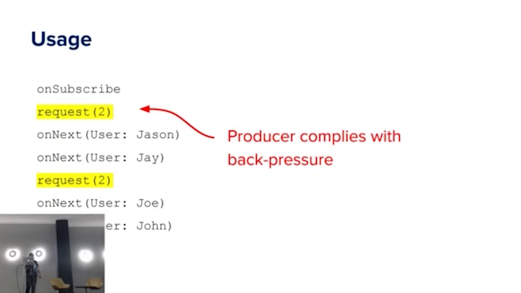So here I have on subscribe. I'm going to request 2, on next Jason, on next Jay, and then I'll request another 2, and then Joe and John.